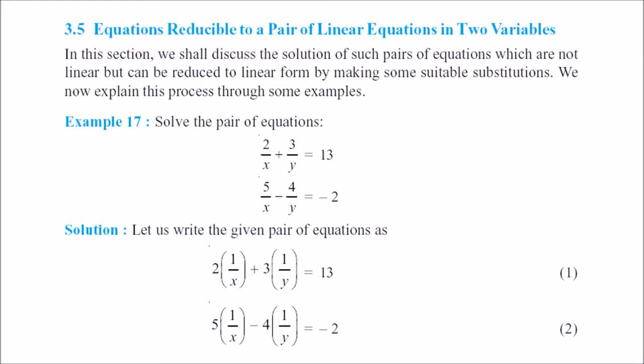Now we move on to those equations which can be reduced to a pair of linear equations in two variables. These are not actually pair of linear equations, but they can be reduced. For example, if you have 2 by x plus 3 by y equal to 13, 5 by x minus 4 by y equal to minus 2. This 1 by x you can take separately, 1 by y you can take separately. So this 1 by x can be taken as say some p. This can be taken as q.